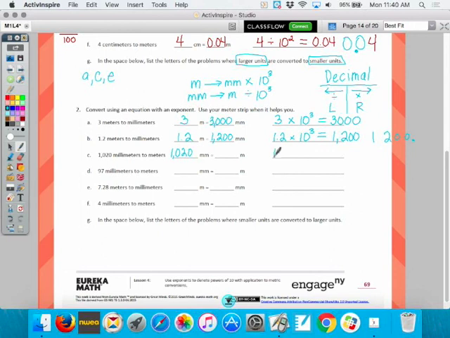Now, millimeters to meters. Can you see over my head here? Millimeters to meters. I'm dividing. Now, dividing by 1,000. Let me say this out loud for you. 1,020 divided by 1,000. 1,000 divided by 1,000 is 1. So my answer is going to be 1 and something or other. What do you think, Abby?